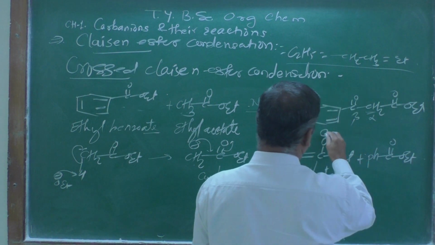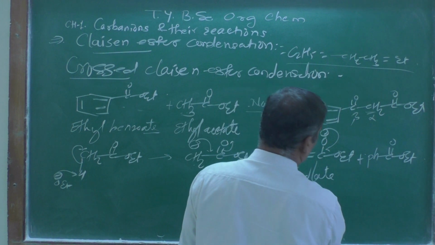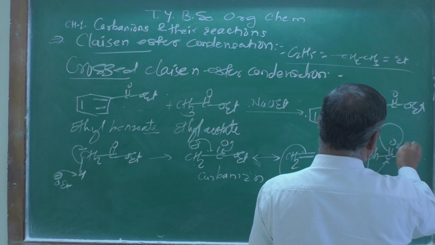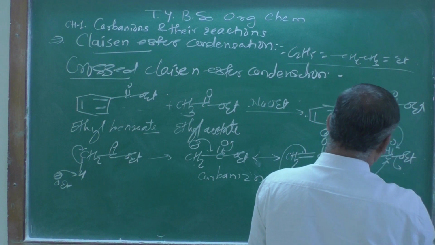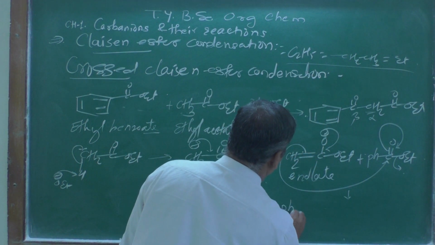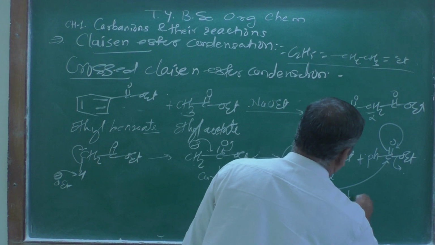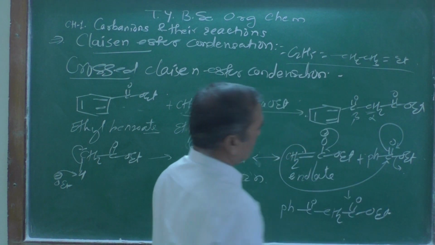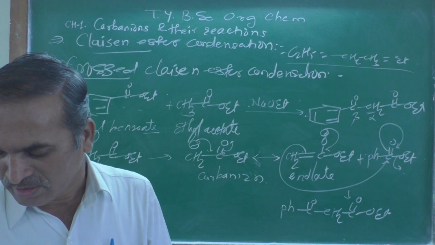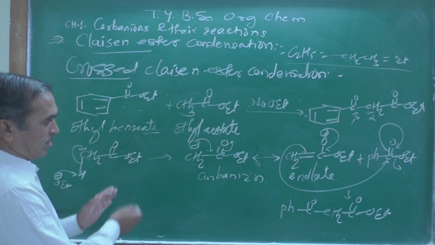Like this, and this negative charge coming here forms a double bond, and this double bond is going to attack this carbonyl carbon, and this double bond revolving around it and OEt gets eliminated, and finally you are going to get the product, this one: Ph, C double bond O, then CH2, C double bond O and Et. This is one of the simplest ways to represent the mechanism of this cross aldol condensation, right?